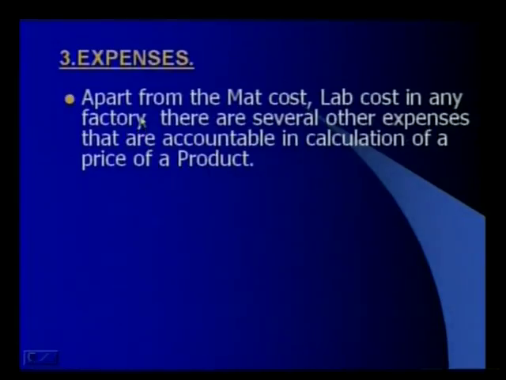Next, expenses. We have already seen that expenses are any other cost, apart from material cost and labor cost, that is incurred in a factory. So, those are treated as other expenses, and they are accountable in the calculation of the price of that product. Expenses are nothing but the costs apart from the cost of material and the cost of labor; any other cost in a factory comes under expenses.